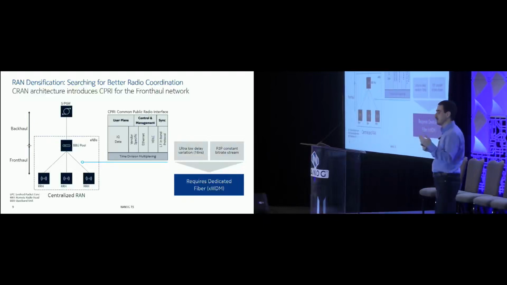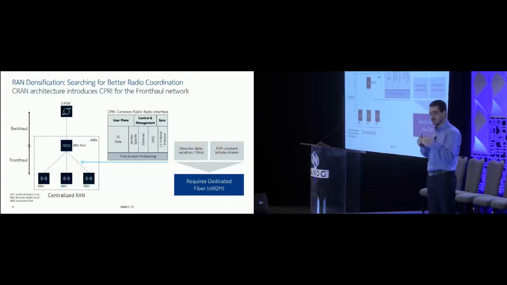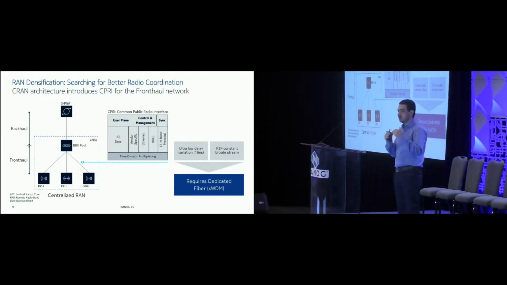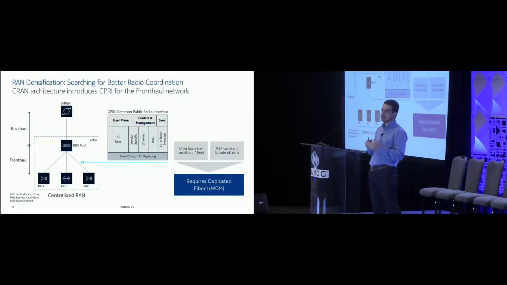So this led to an architecture that is called the CRAN, or centralized RAN, where you split that radio into two different elements. You have the RRH, which is called the remote radio head, and you have the BBU, which is the baseband unit. So for that to happen, we need a protocol in between, because basically what we're doing is splitting that radio into two different elements. And the protocol that was created for this is called CPRI, Common Public Radio Interface.